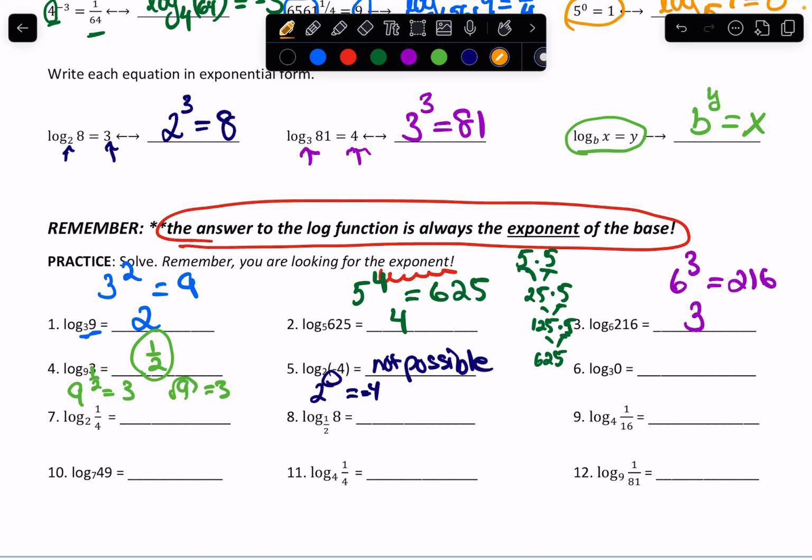Okay, next one is 3. So 3 to what power equals 0? Well, there's no such number because we know that 3 to the power of 0 equals 1. So again, this is not possible.